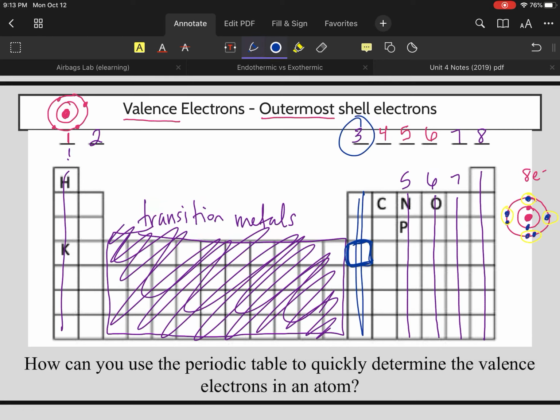Okay, valence electrons are important because they have to do with bonding. Remember, we just talked about Lewis structures. When I'm drawing a Lewis structure, for example, for oxygen, I know oxygen has 1, 2, 3, 4, 5, 6 valence electrons. Okay, so there's just a little refresher on how we can quickly identify those valence electrons.